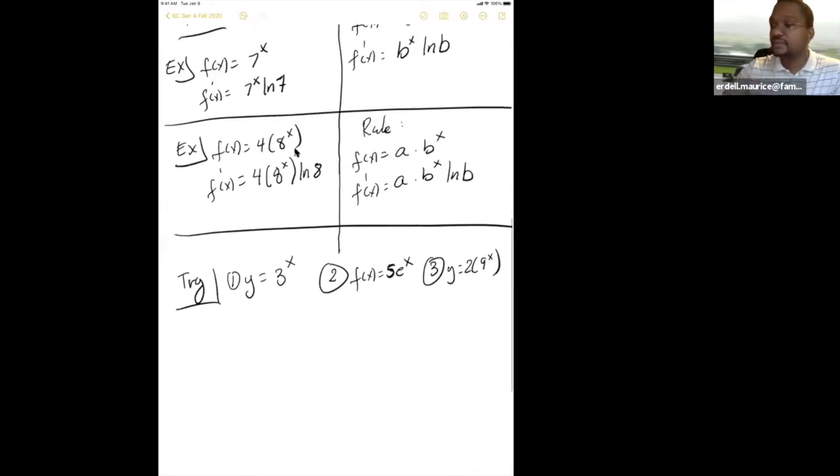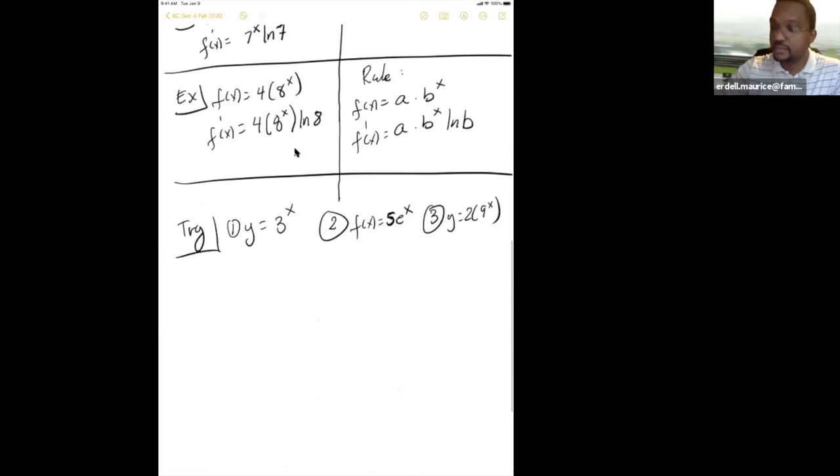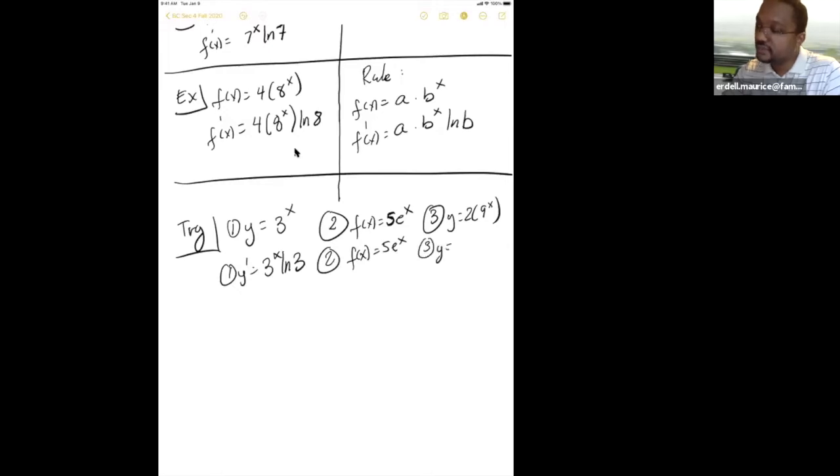All right, so the derivative. Number 1, y prime is equal to, it starts out exactly the same, 3 to the x. But then you go ln 3, i.e. ln of the base. Number 2 starts out the same, f of x is equal to 5 e to the x. But because it's e to the x, that's it. Nothing else. No need for ln e. By the way, ln e equals 1. That's why it's not there. And then number 3, y is equal to 2 times 9 to the x power times ln 9. And that is the answer for the last one. Any question there in any of these answers?